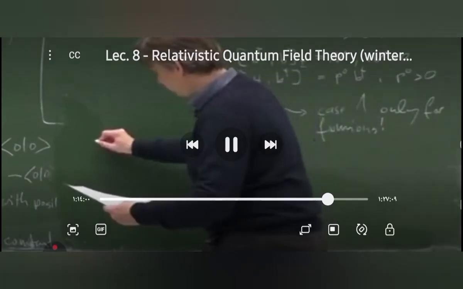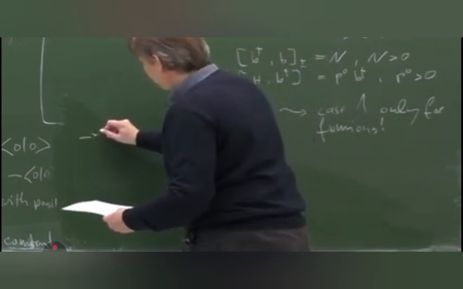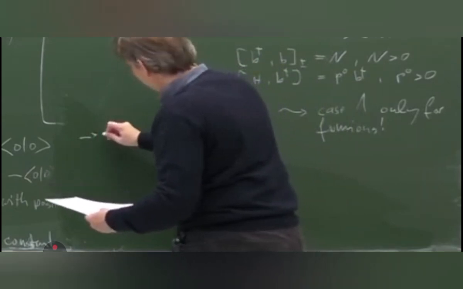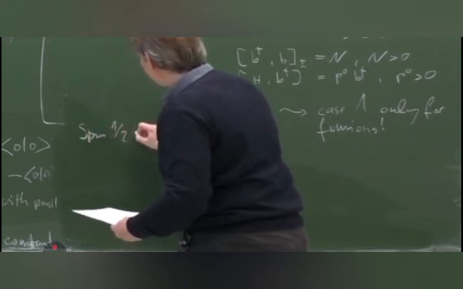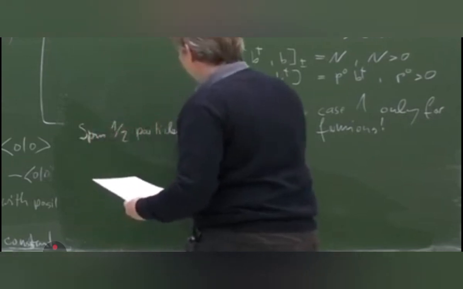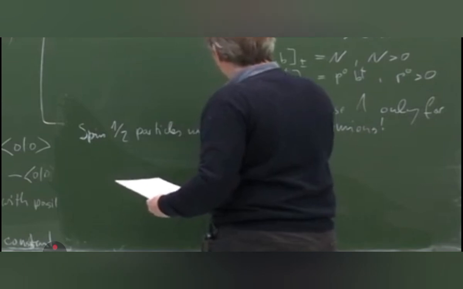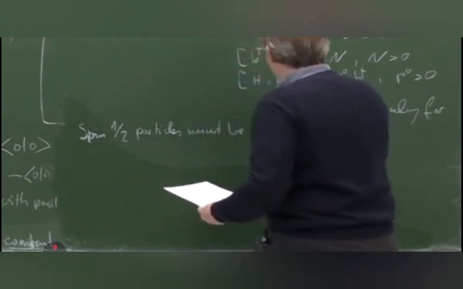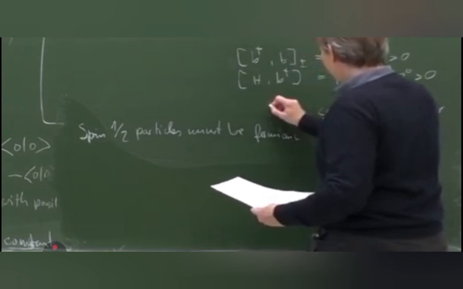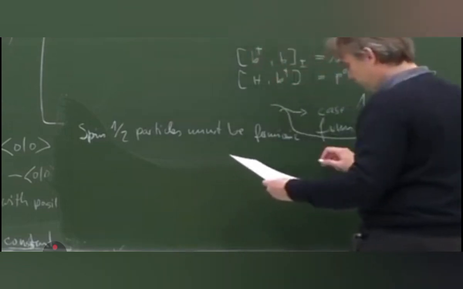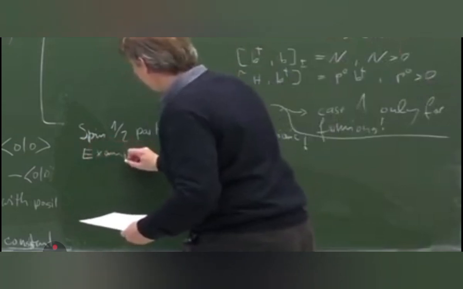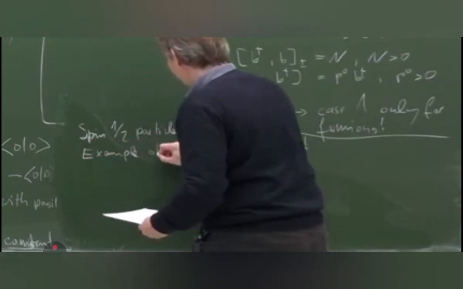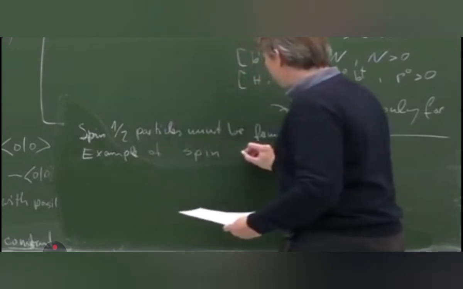So let's summarize this whole thing. We first of all have that spin 1/2 particles must be fermionic. And this whole thing is an example of a more general theorem, which is called the spin statistics theorem.